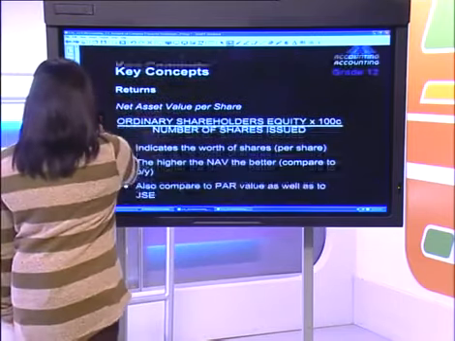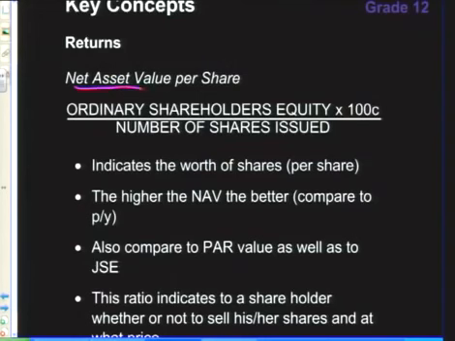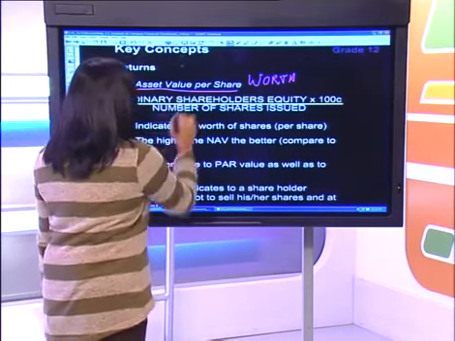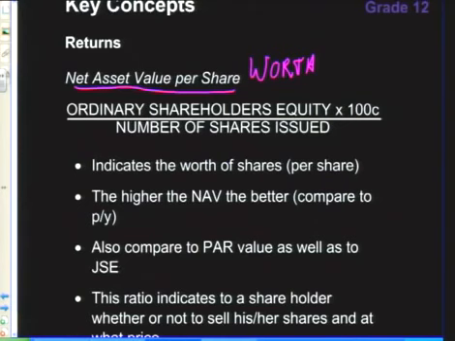Right, the next concept, guys, is your net asset value per share. And here, the word net asset value means what is the actual worth of your shares? What's the actual worth? If I want to sell my shares, at what price should I sell my shares? Ordinary shareholders' equity, which we get from our balance sheet. We're going to divide this by, again, number of shares issued, times it by 100 cents if you want your answer to be in cents.